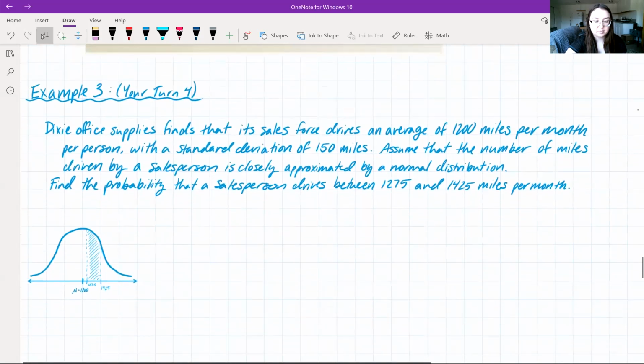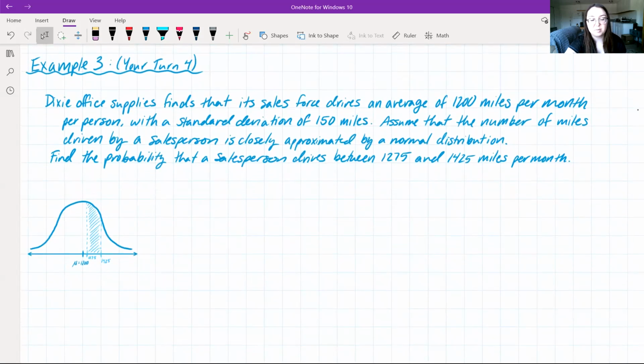All right. Now on to example 3, which is also your turn number 4. This is going to be a word problem, so it's going to be a little bit different. What we see here, we have Dixie Office Supplies finds that its sales force drives an average of 1,200 miles per month per person with a standard deviation of 150 miles. Assume that the number of miles driven by a salesperson is closely approximated by a normal distribution. Find the probability that a salesperson drives between 1,275 and 1,425 miles per month.